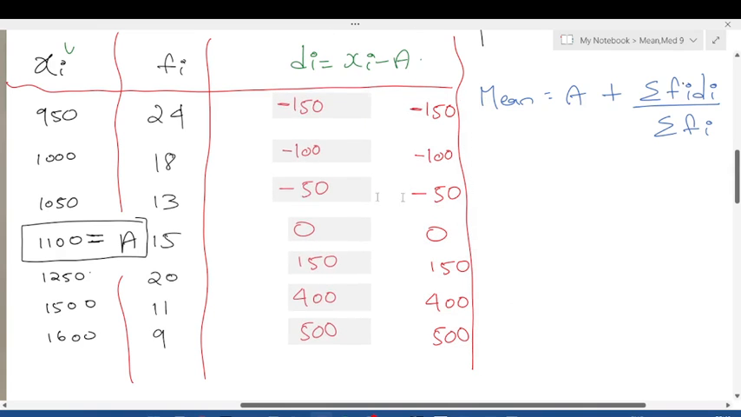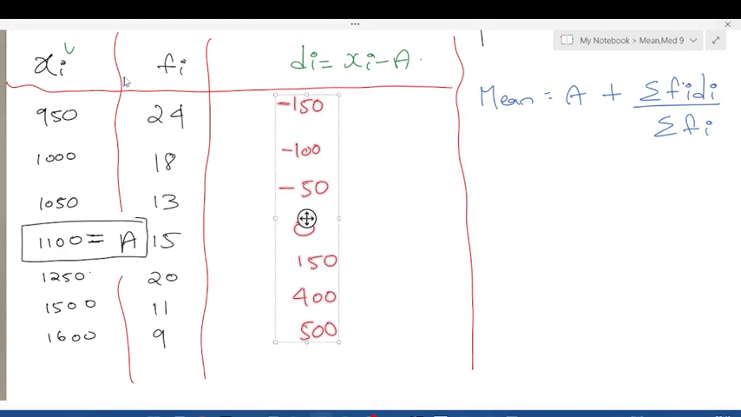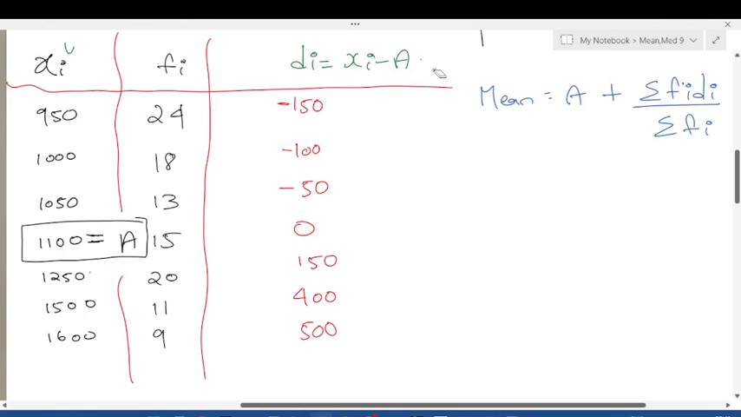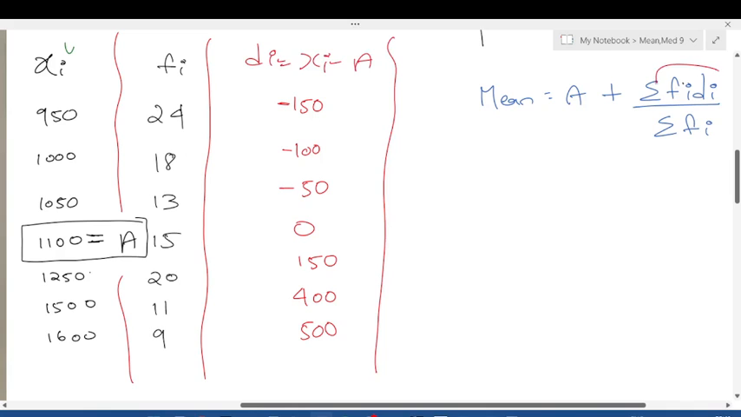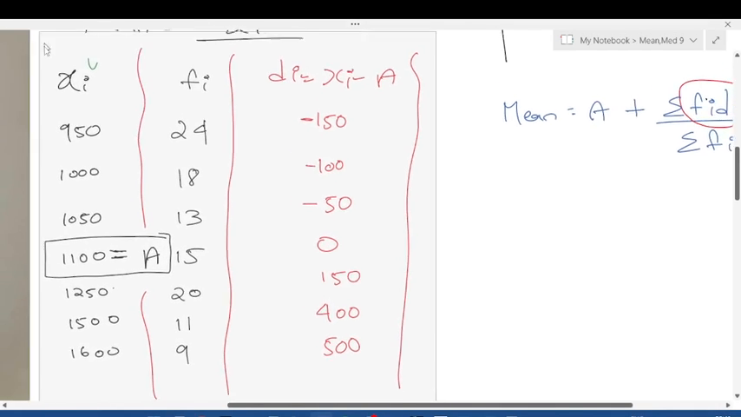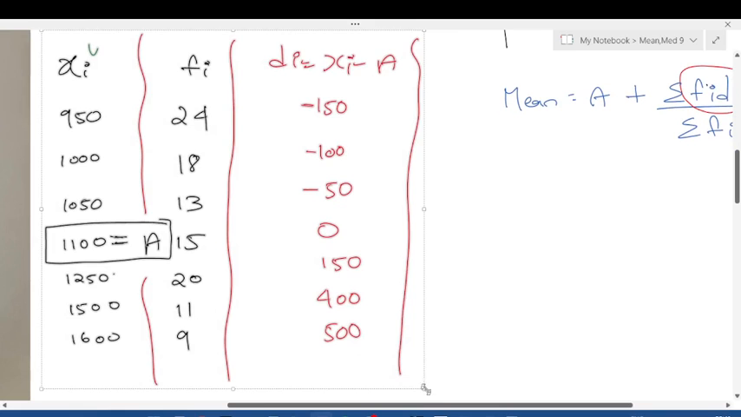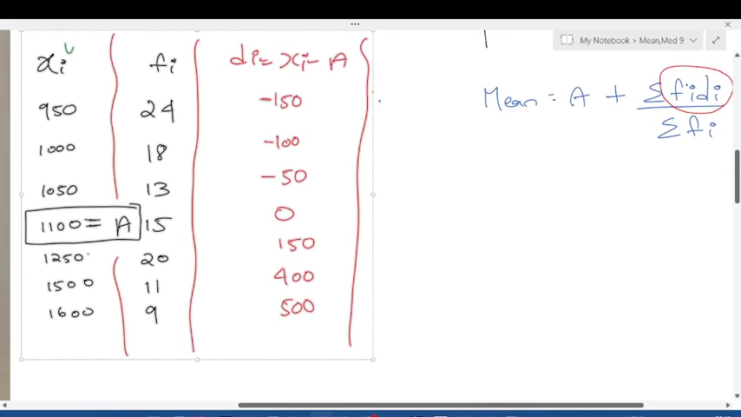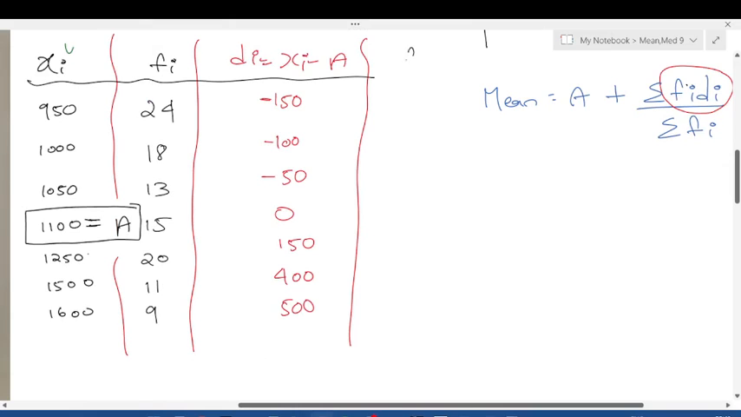Now we have the di values. Di is completed. What's the next step? What's the new column we need to have? Look at the formula and tell me. Di equals xi minus A. Look at the formula and answer, students. Which two things do we have to multiply? It is so simple, you look at the formula and you'll understand. We need to multiply fi di.